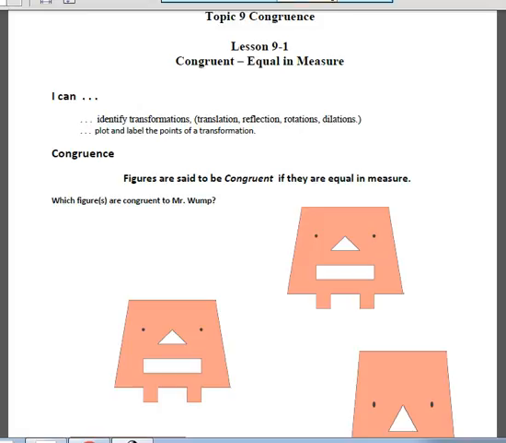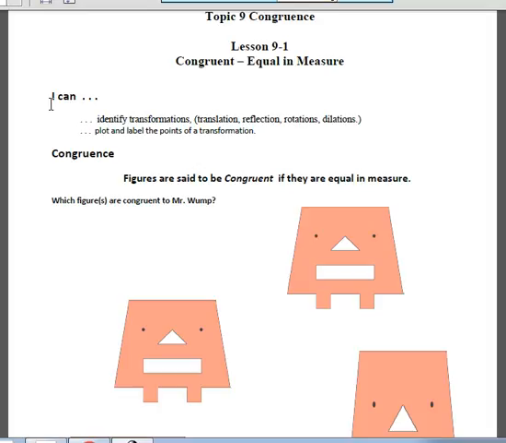Hello, welcome to the video notes for Lesson 9-1, Congruence, Equal in Measure. And this begins on page 1 in your binder. This is the first lesson for this topic of congruence.